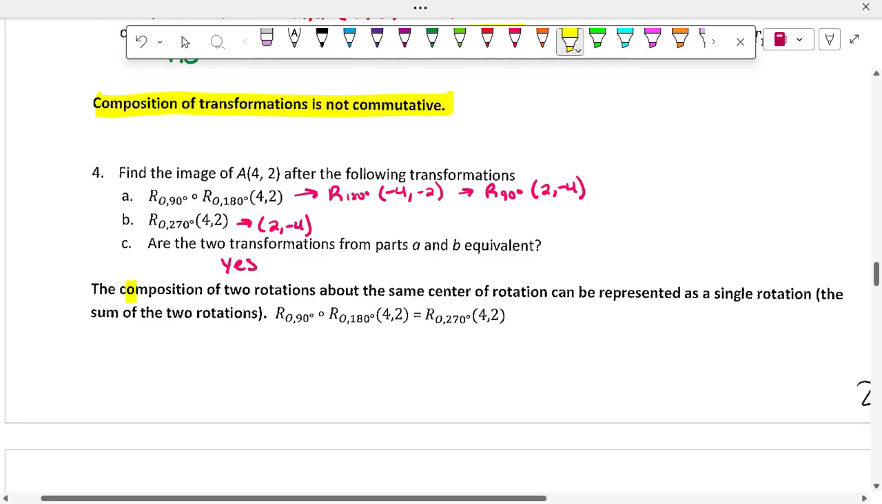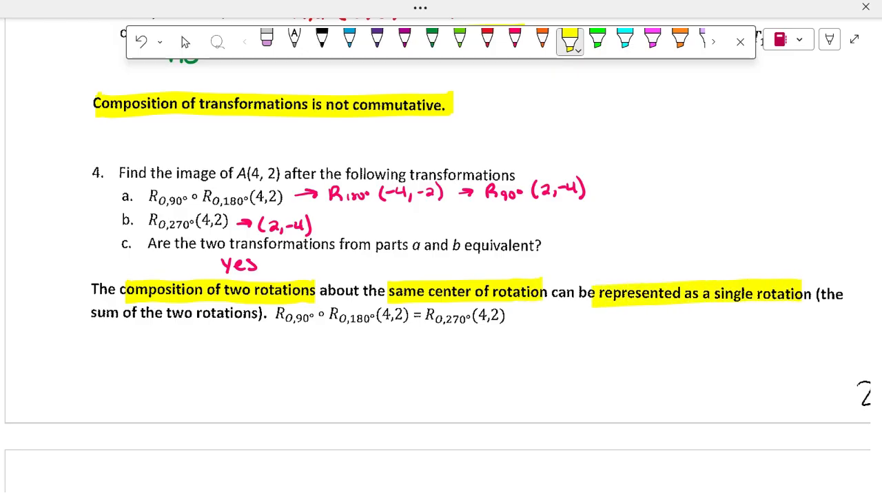A composition of two rotations about the same center of rotation can be represented as a single rotation, and it's the sum of the two rotations. All right, so this is one of those special cases for compositions. If you do a composition of two rotations, you can write it as a single rotation if you just add the degree measures. All right.